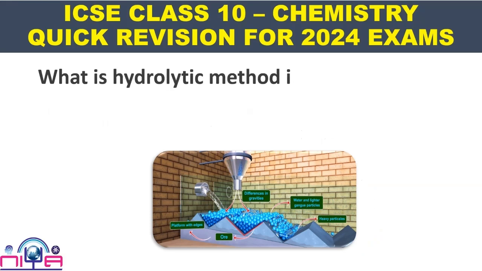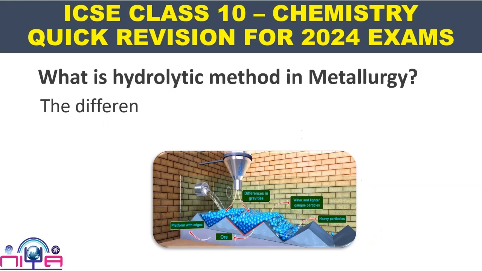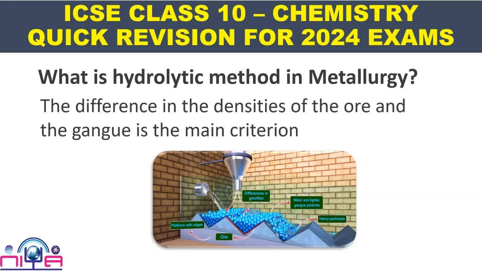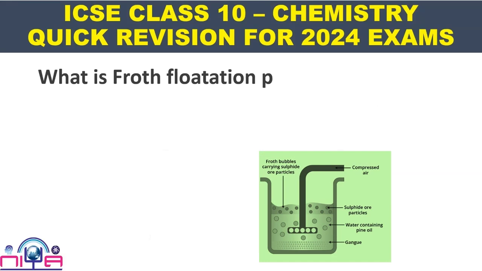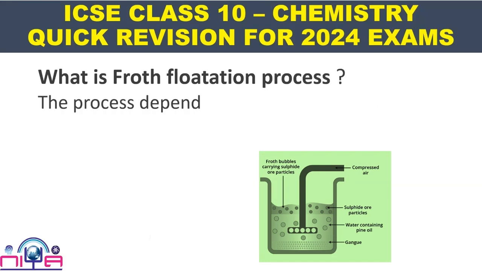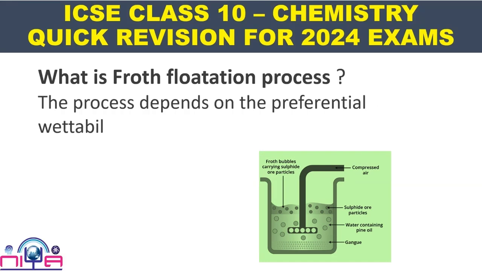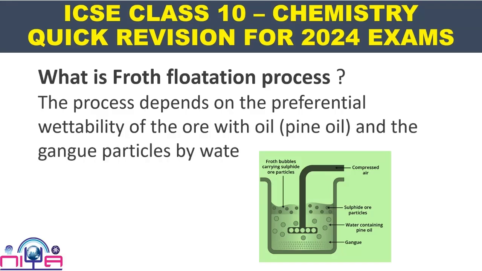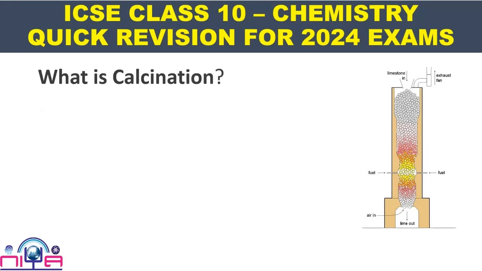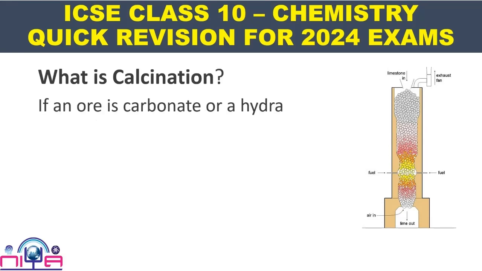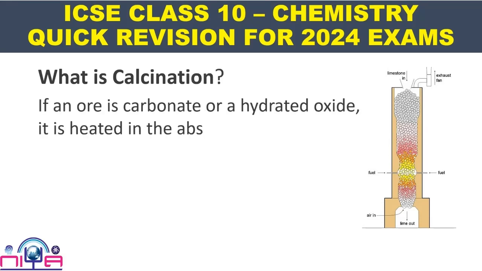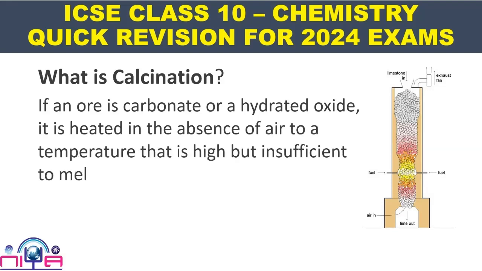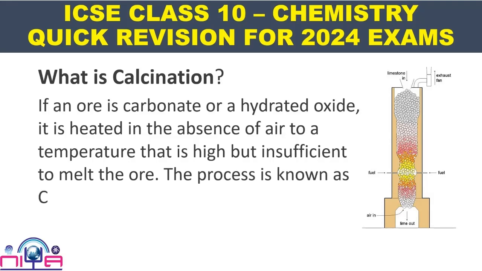What is hydraulic method in metallurgy? The difference in the densities of the ore and the gangue is the main criterion. What is froth flotation process? The process depends on the preferential wettability of the ore with oil, pine oil, and the gangue particles by water. What is calcination? If an ore is carbonate or a hydrated oxide, it is heated in the absence of air to a temperature that is high but insufficient to melt the ore. The process is known as calcination.